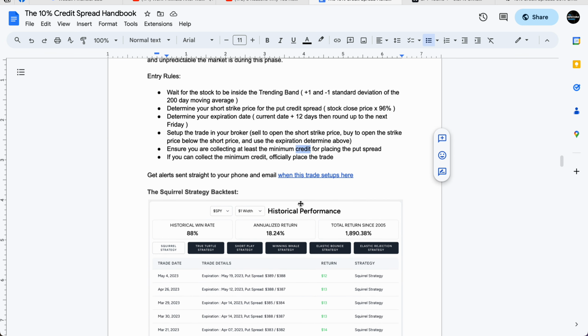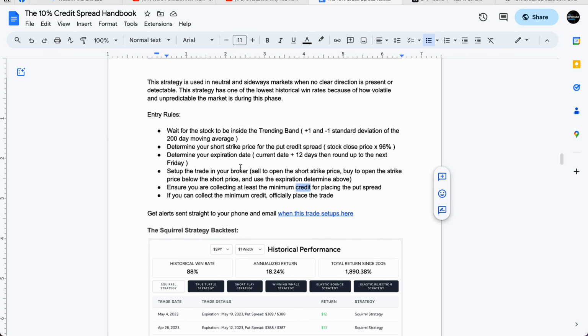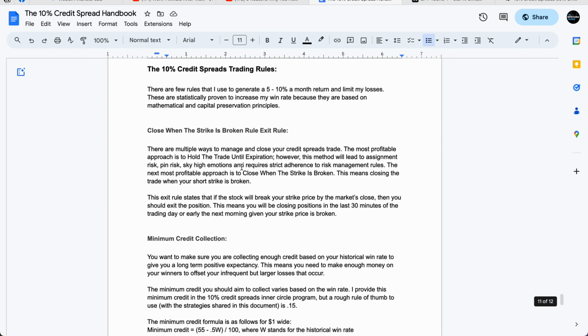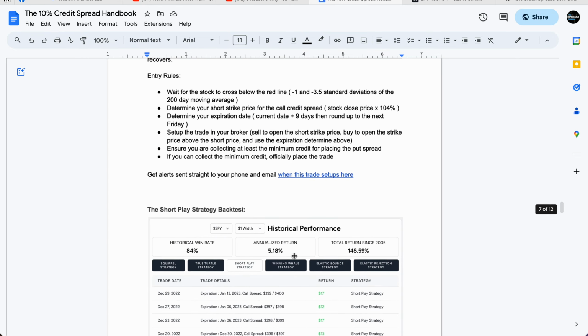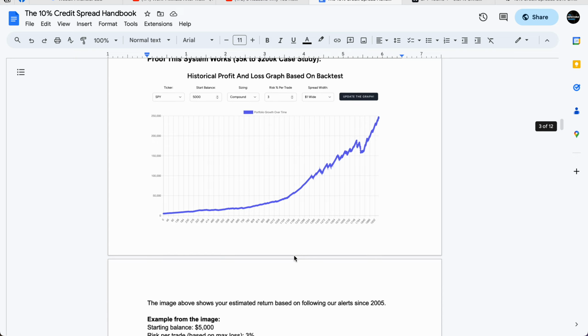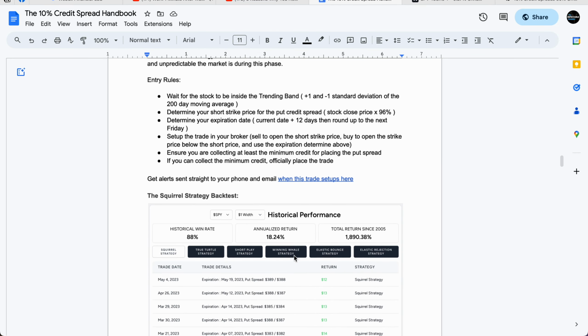Now again, if you're wondering, Austin, what's the minimum credit? That is what I'm going into in one of the later lessons. We can scroll down here and there's a minimum credit section and a formula for that. So that's all explained there, but there will be a lesson for it after. But basically you aim to collect the minimum credit, which means you'll be profitable long term.